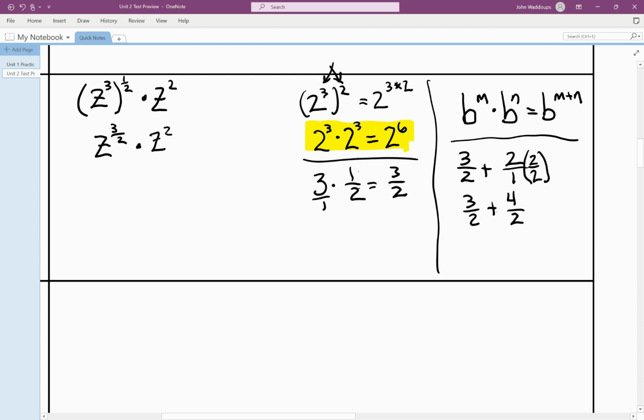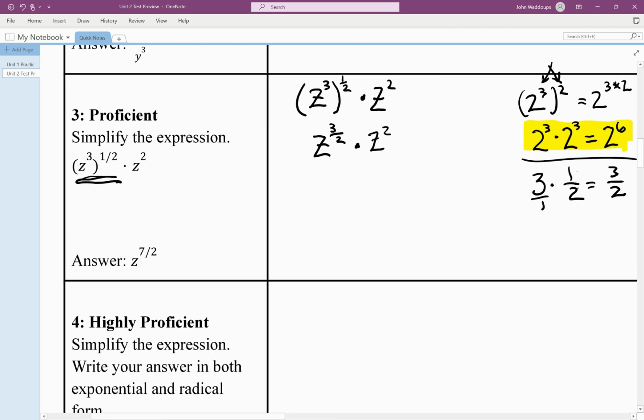So now I've got 3/2 plus 4/2, and that gives me, now that they have a common denominator, I just add the numerators. 3 plus 4, 7/2. And so what do I get as a result? I get z raised to the 7/2 power. And that's how we would justify what we've got here.